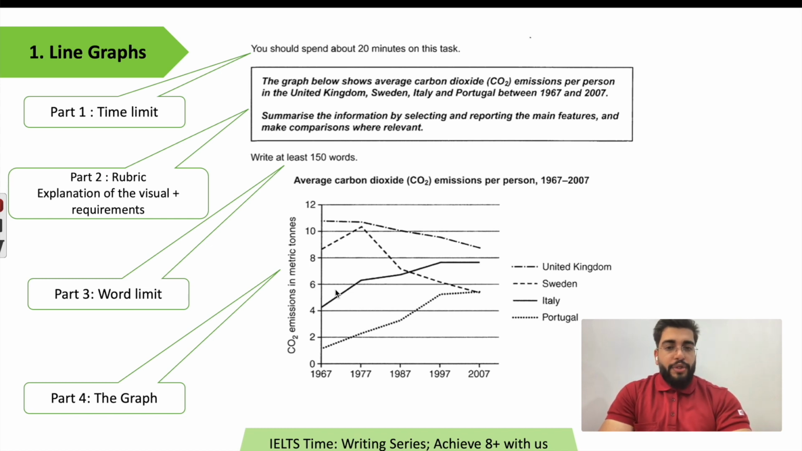Line graphs usually show trends, meaning that you have to report the changes over a period of time. We have 1967 to 2007, so you need to report the changes that you see during the period.